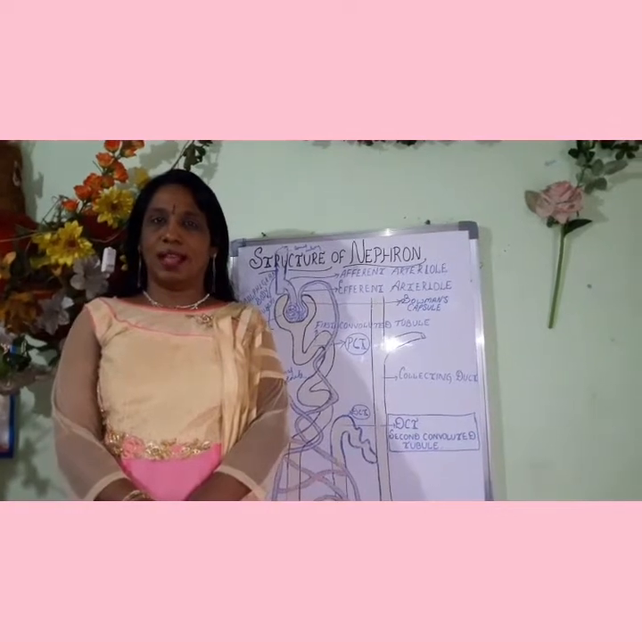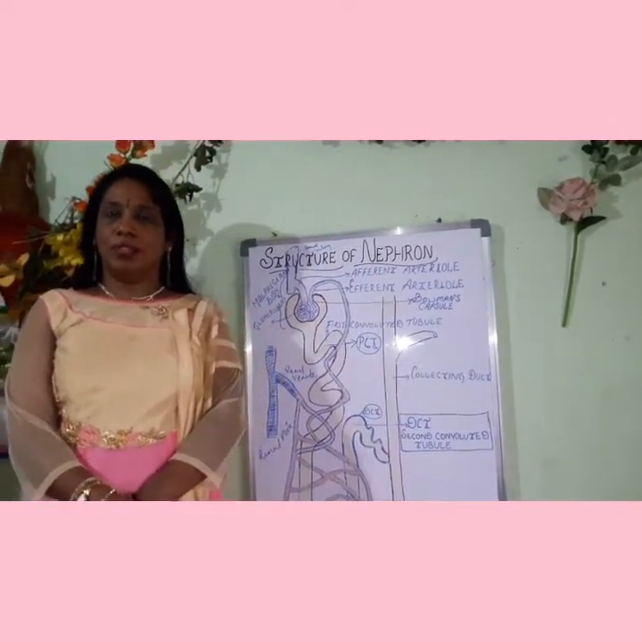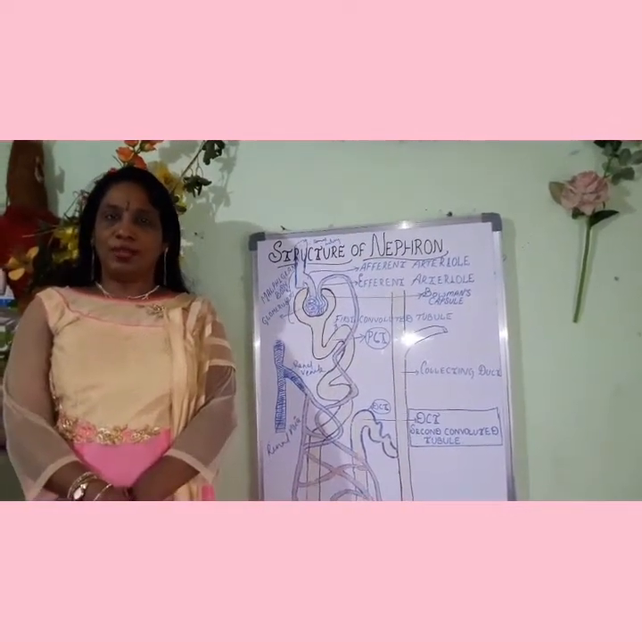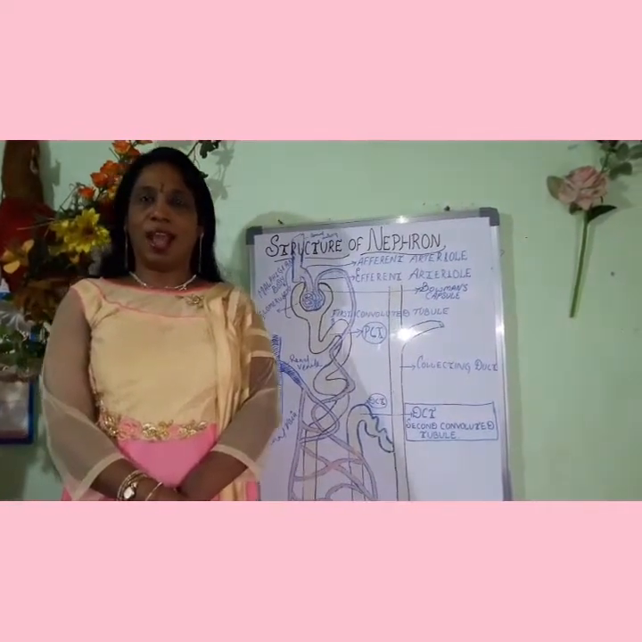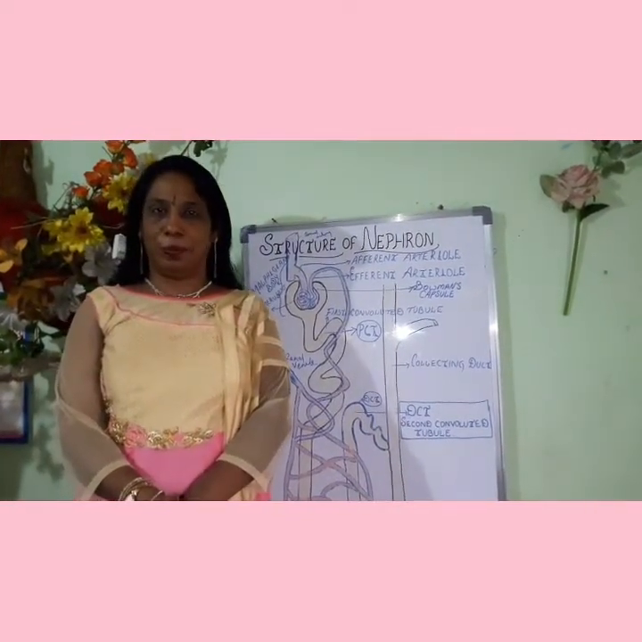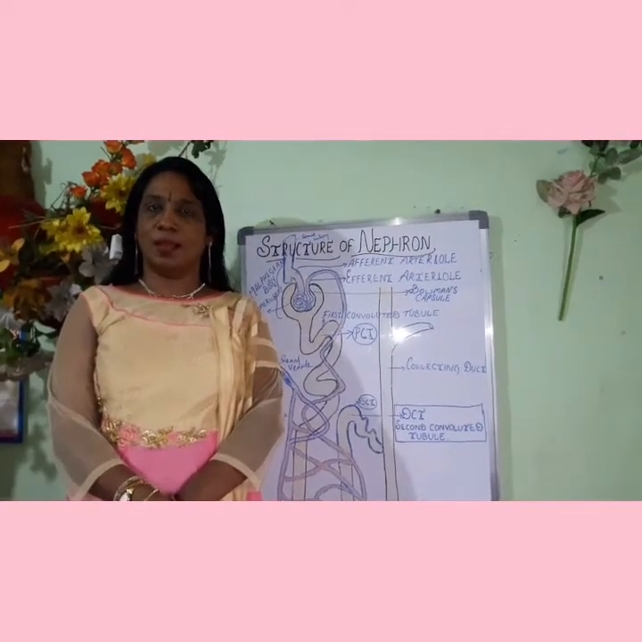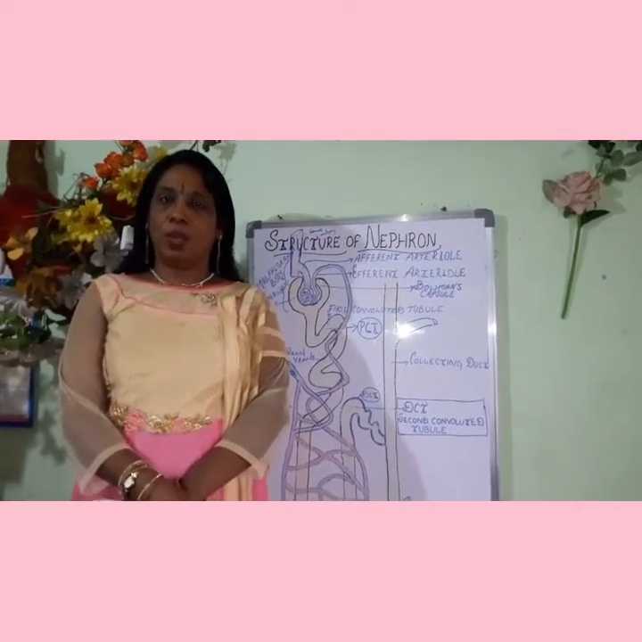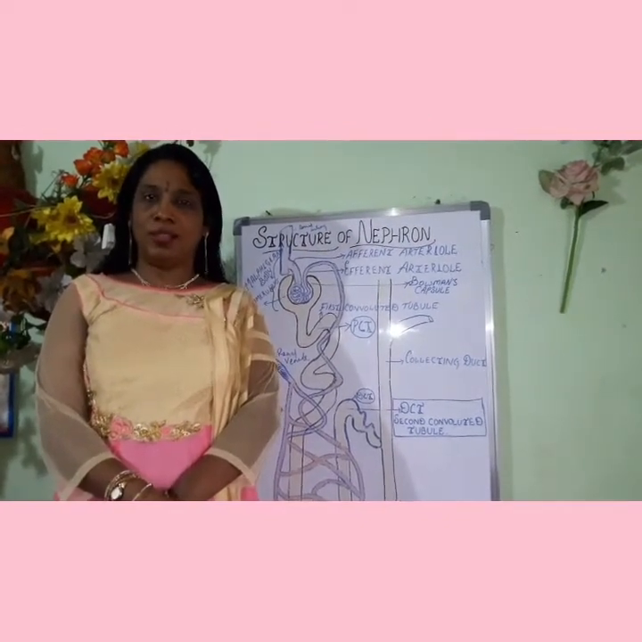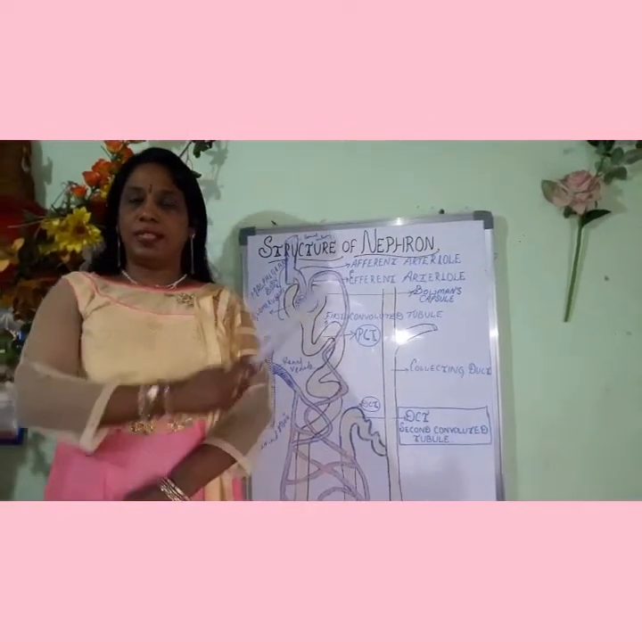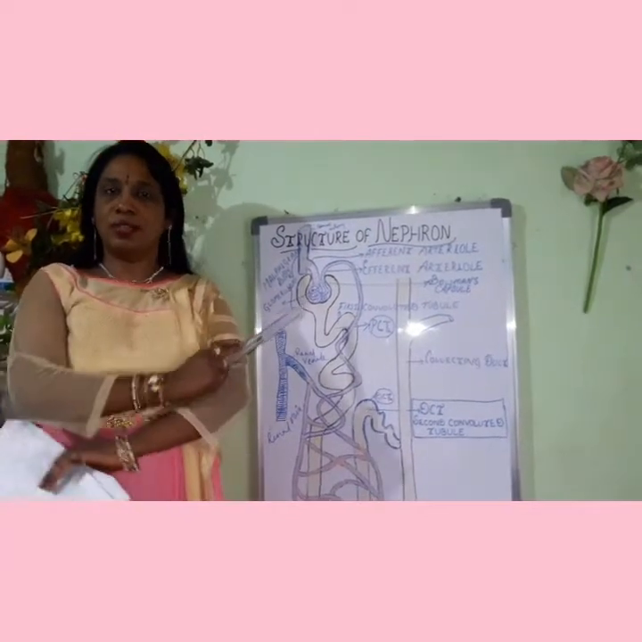Now we can see that each nephron has two parts. One is the Malpighian body and the other is the renal tubule. We have already discussed the Malpighian body, which consists of a Bowman's capsule and glomerulus, and it arises from the afferent arteriole.